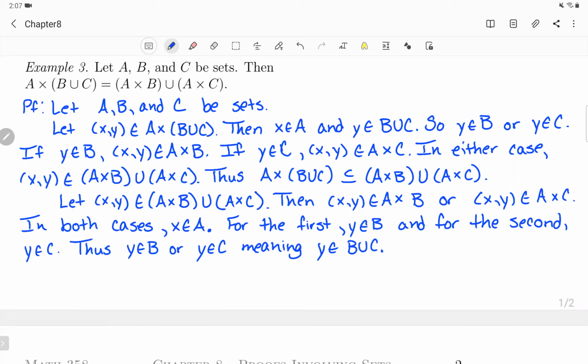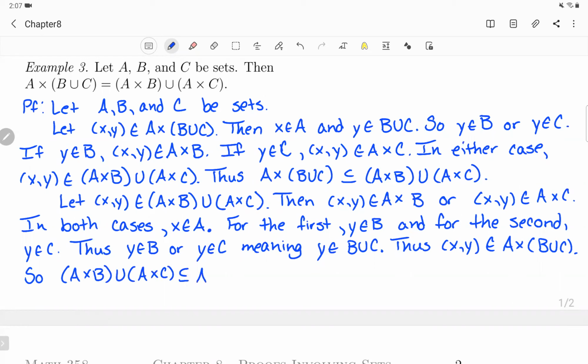So we just have to write our conclusion here. So x is in A, y is in B ∪ C. Thus, (x, y) is in A × (B ∪ C). So (A × B) ∪ (A × C) is a subset of A × (B ∪ C), meaning the sets are equal. I ran out of space, so we'll write that in words.